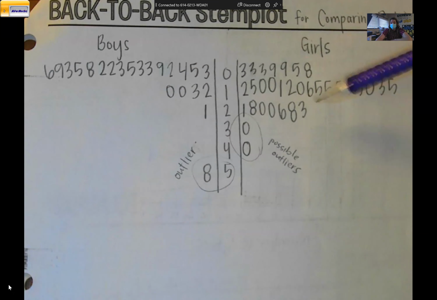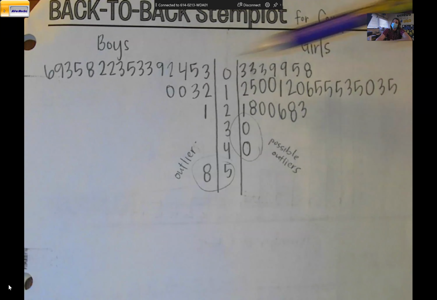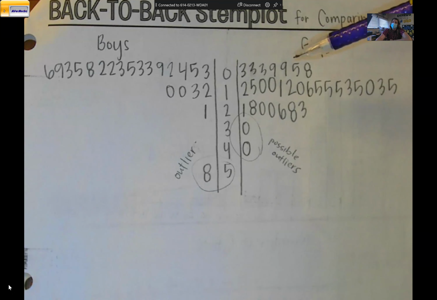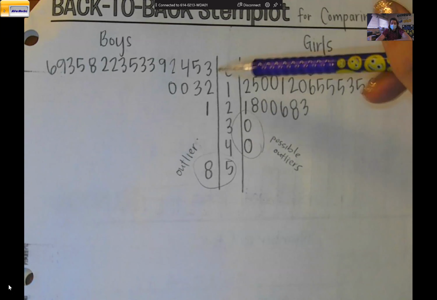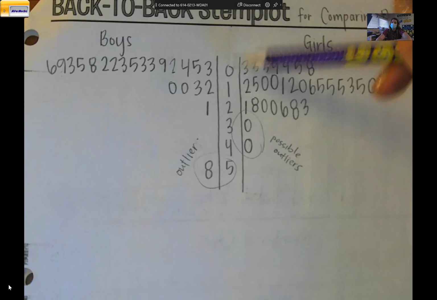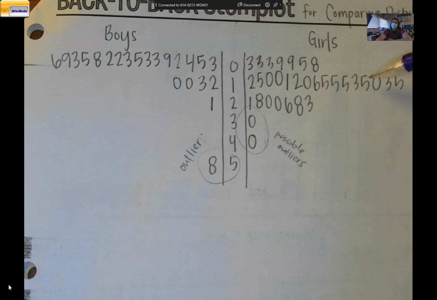We can tell, or at least I'm hoping that we can tell, just by looking at these two, that girls tend to own more shoes than boys do. Can you guys see that? Most of the boys are in the 0 stem, so 0 to 9, and most of the girls are in the 1 stem, so 10 to 19.